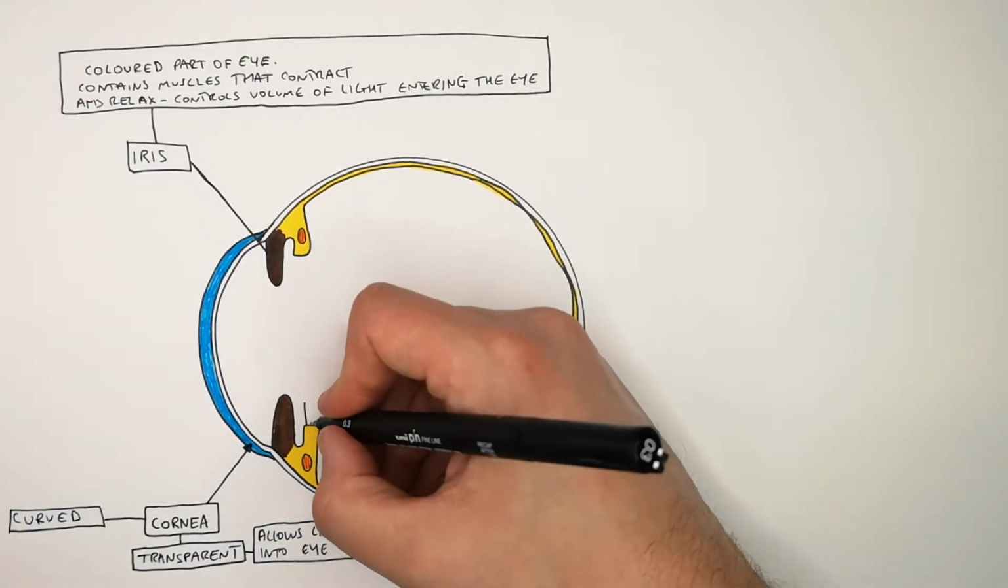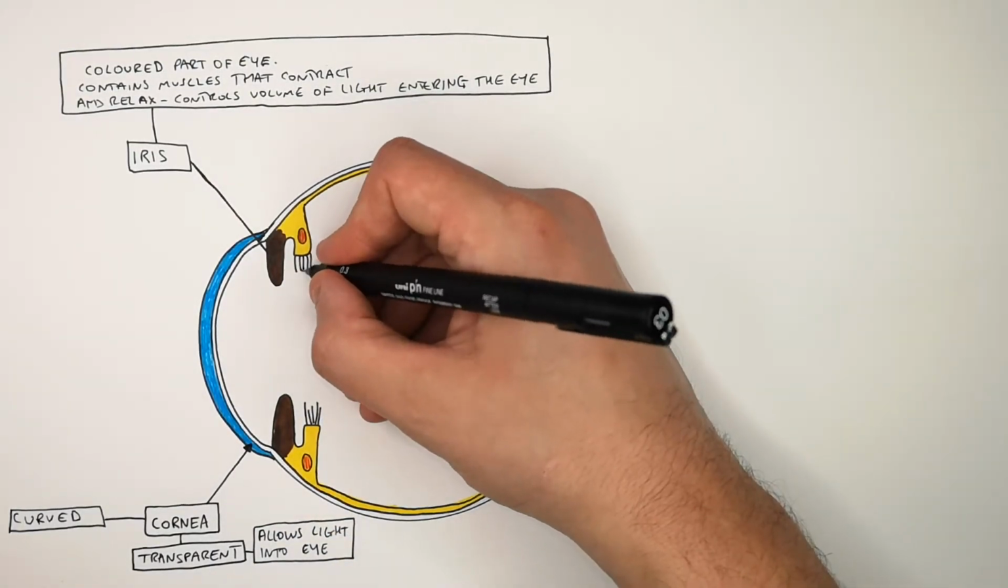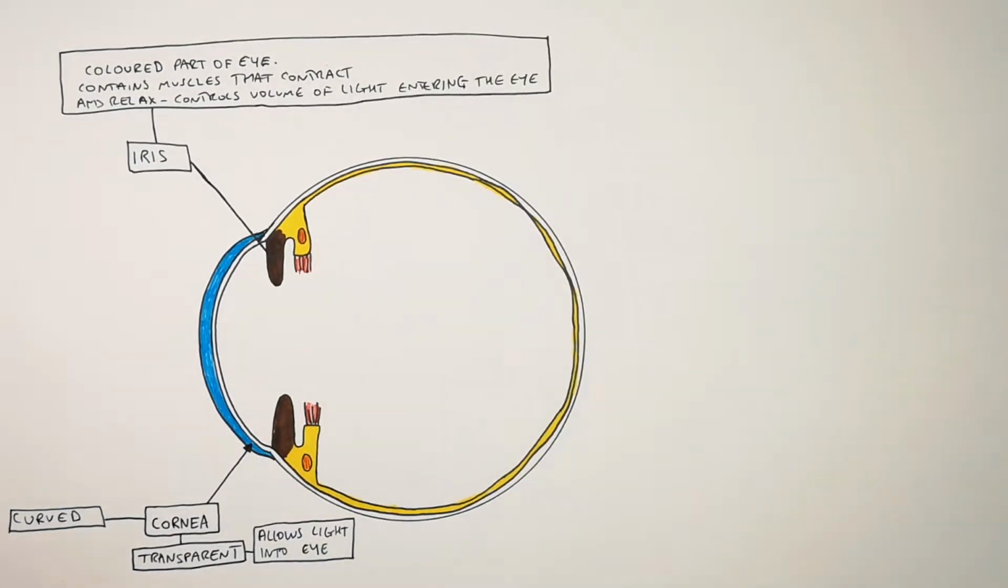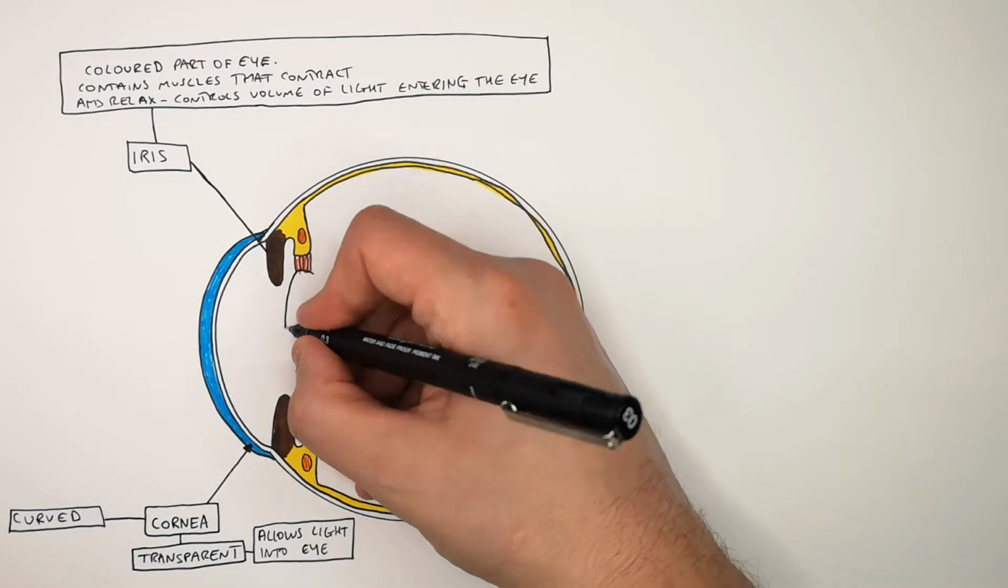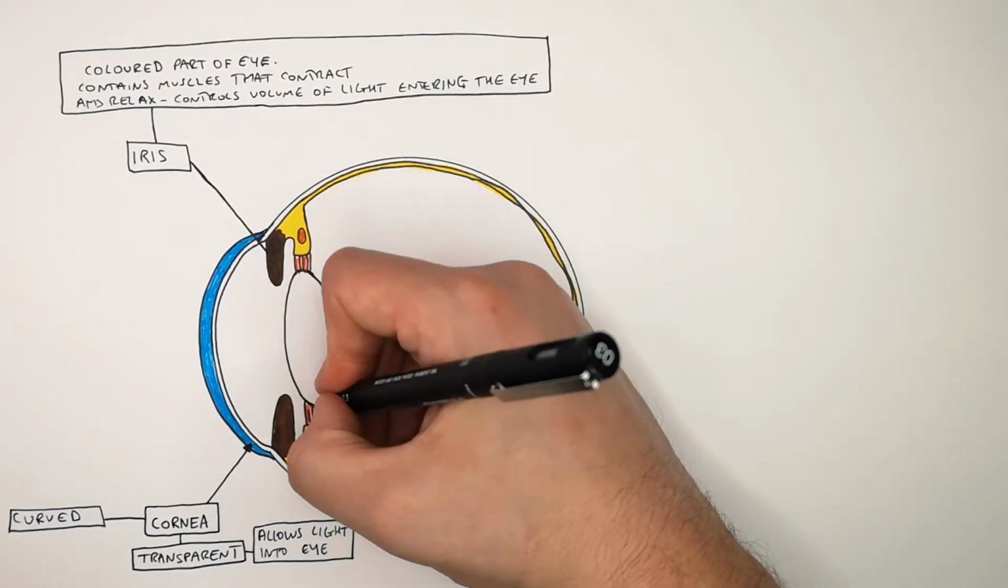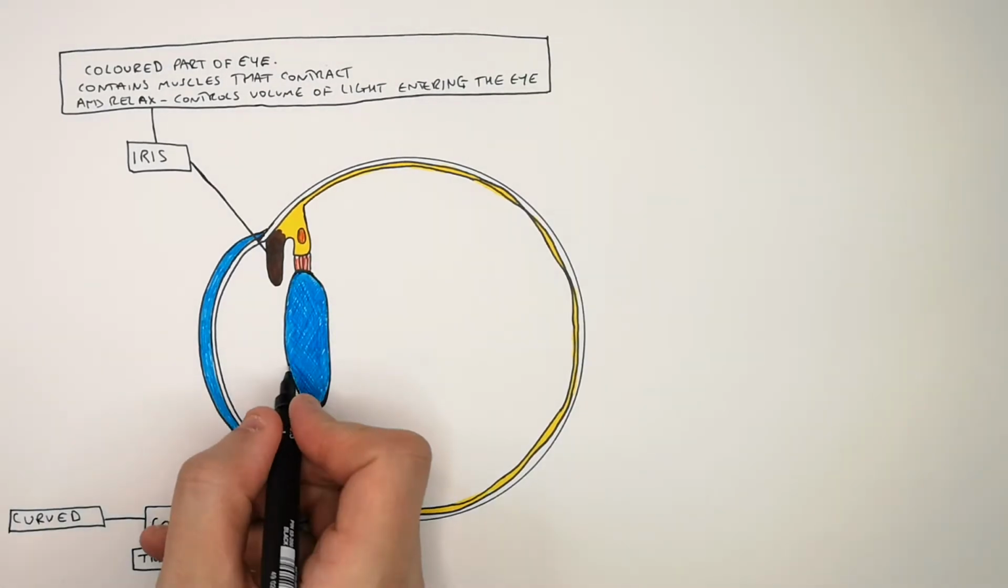Connected to the ciliary muscles are the suspensory ligaments. So I'm now drawing the suspensory ligaments. The suspensory ligaments attach the lens, so the suspensory ligaments connect the lens to the ciliary muscles so they can be controlled by the ciliary muscles.